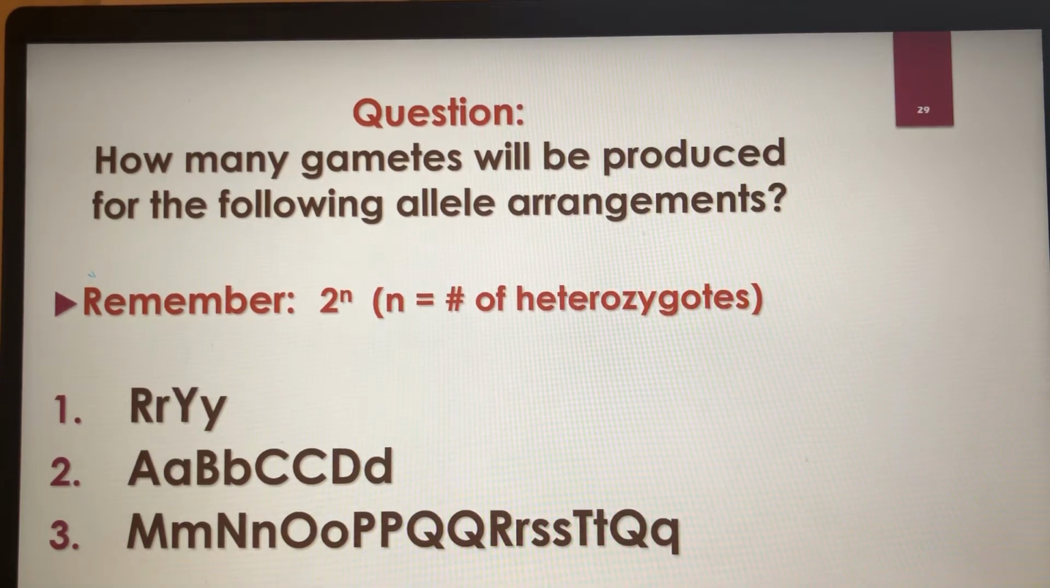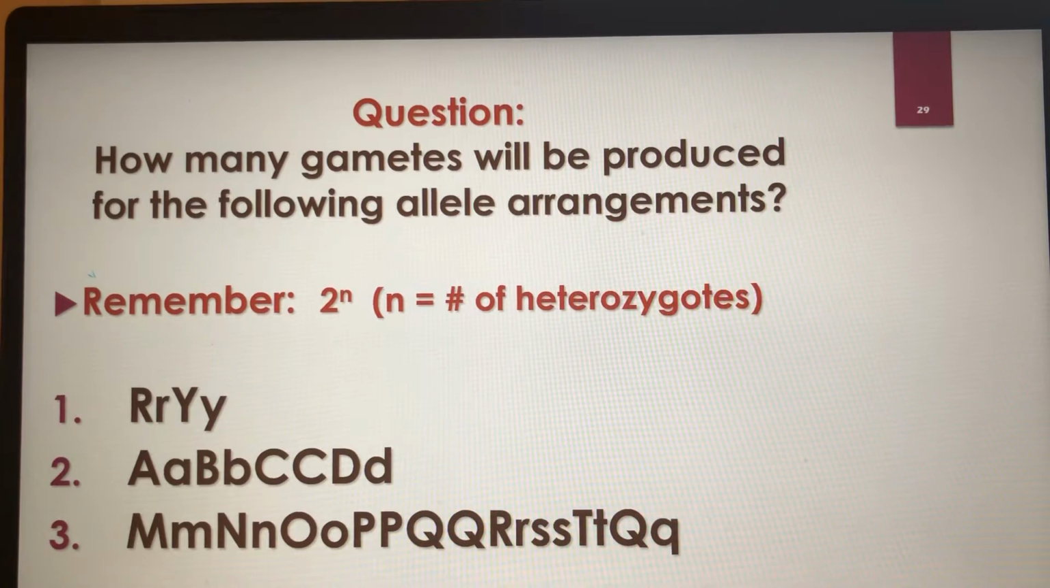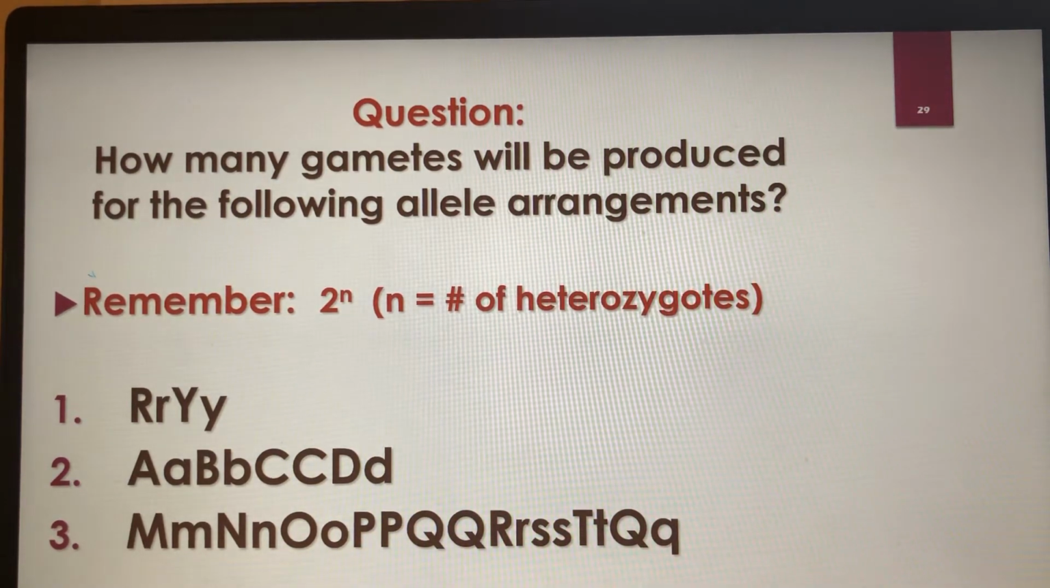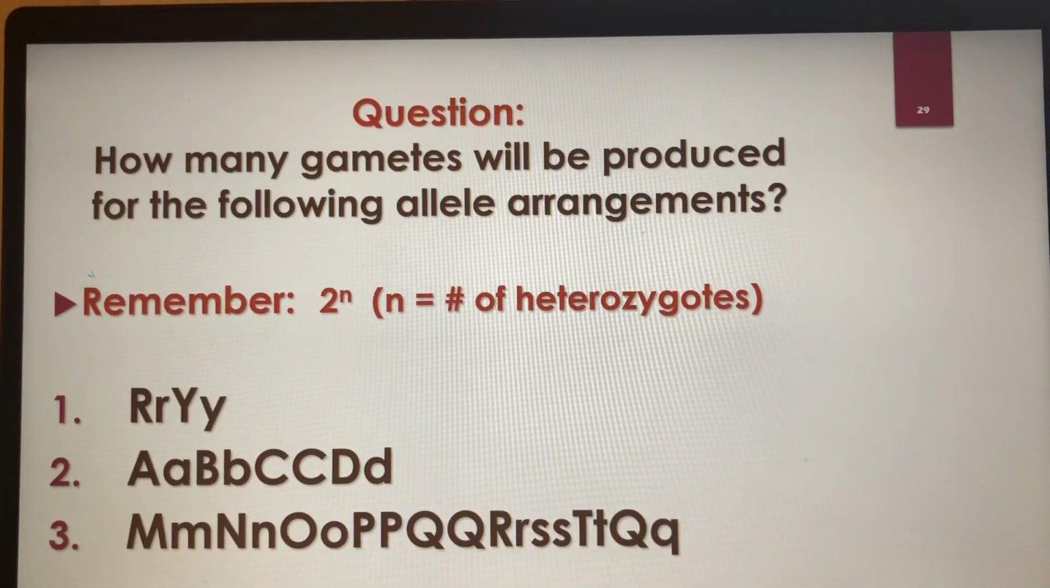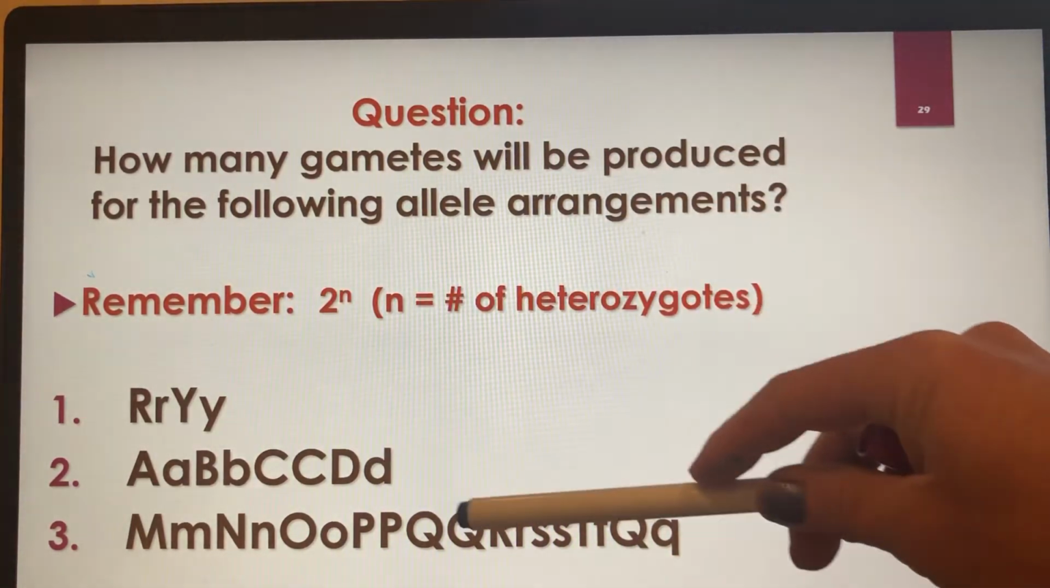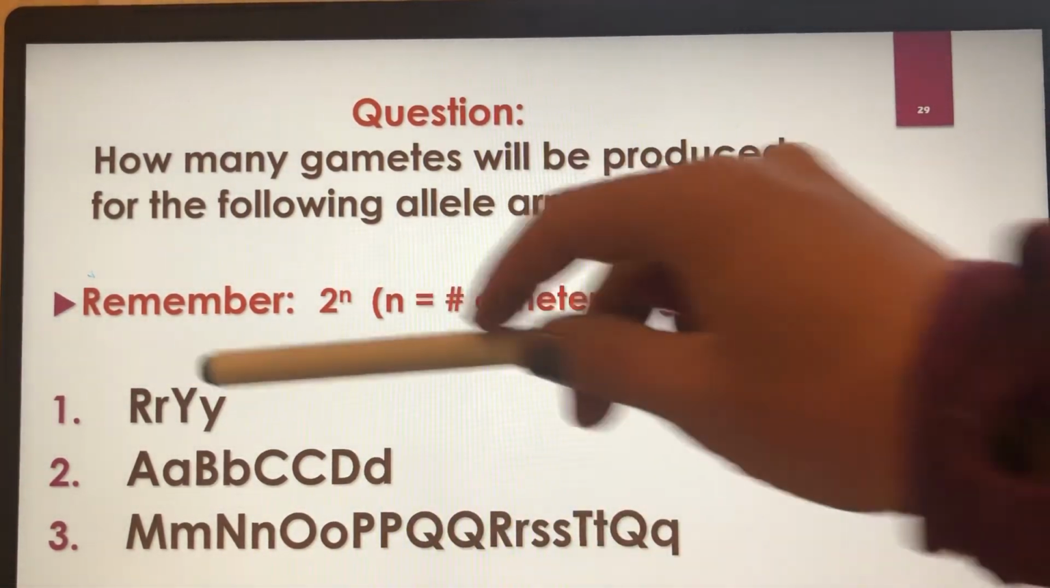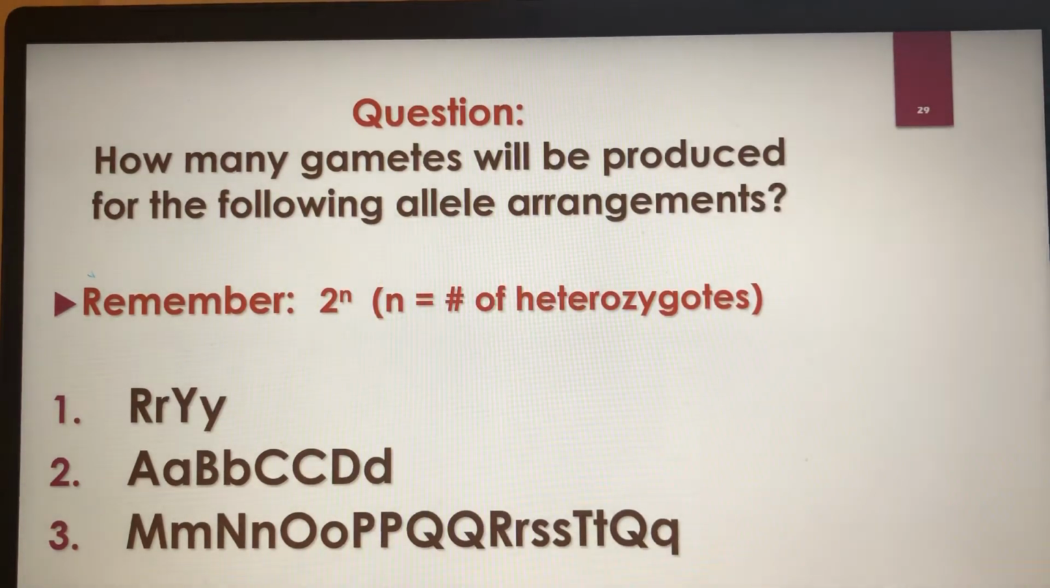So let's look at this. How many heterozygotes are in number 1? You might want to pause and figure all of these out right now, because I'm not going to stop. Answer how many different gametes will be produced for these different allele combinations, and then unpause when you're done, and I'm about to go through the answers.